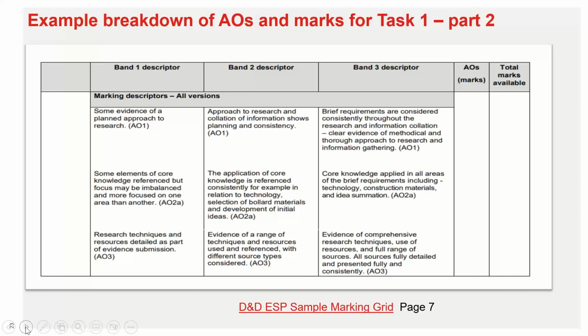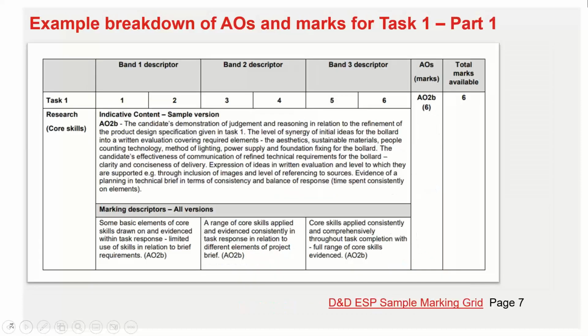So looking at low marks for this, you can see some evidence of a planned approach within AO1. And if we move across to band descriptor 2, you can see its wording alters to consistency. So planning and consistency. To get the higher bands, where most of the marks are, they're saying there's clear evidence of a methodical and thorough approach to research and information gathering as well. So just so you can have a look at those at your leisure.